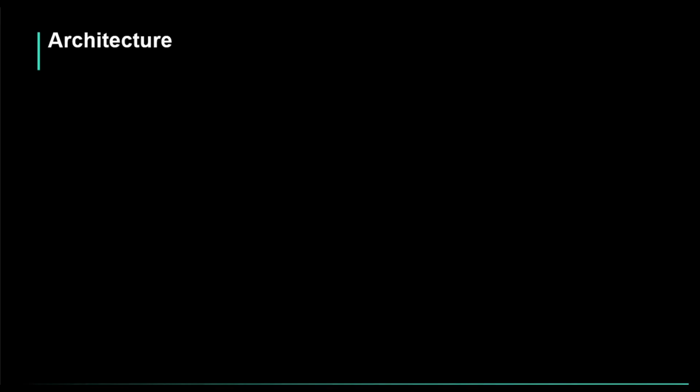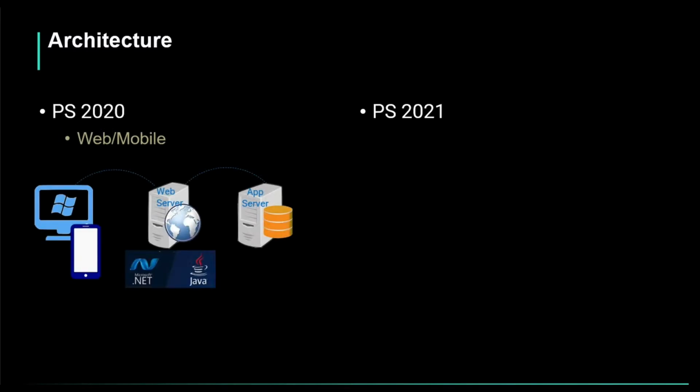Let me tell you the difference in architecture. Architecture generally refers to the design-level structure and the organization of an entire application system. So in PowerServer 2020, the architecture is traditional web with JavaScript on the client side. When necessary, this JavaScript is wrapped into native code, like in the case of PowerServer mobile applications, and the backend is .NET or Java code running in an application server.